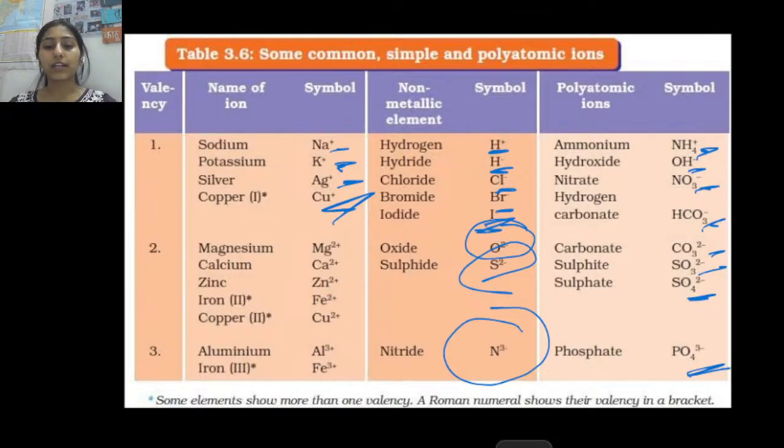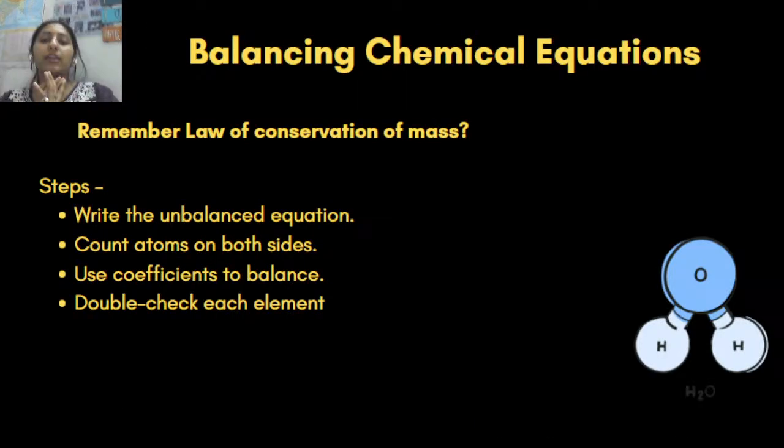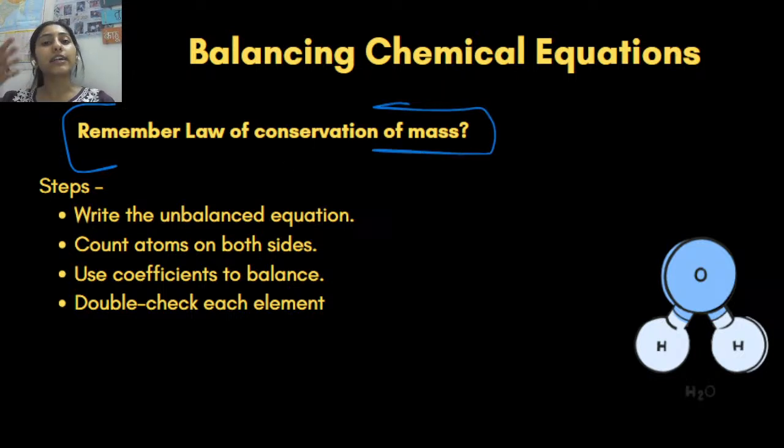So let's move ahead. The next topic is balancing of chemical equations. How do we balance chemical equations, and what is the need of balancing chemical equations? You might remember the law of conservation of mass. This law states that mass can neither be created nor destroyed, but it can be transformed from one form to another, right? The balancing of chemical equations is based on this particular law, that when the reactants are reacting to form a particular product.